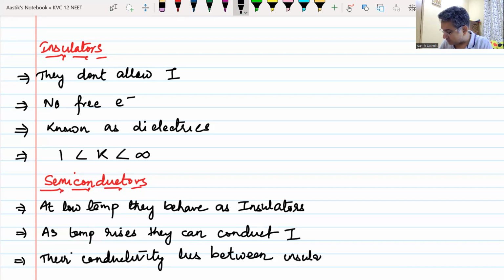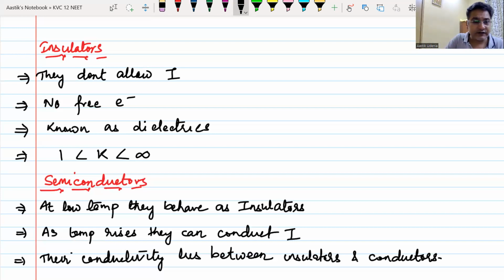Do we understand this? So they are some way in between insulators and conductors. I'll give you 2 minutes to note this down. So now let's move ahead and see what we are going to do. We have seen what are current, what are conductors, what are insulators, what are semiconductors.